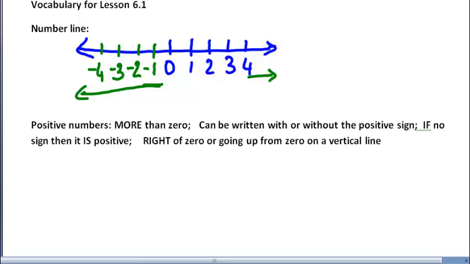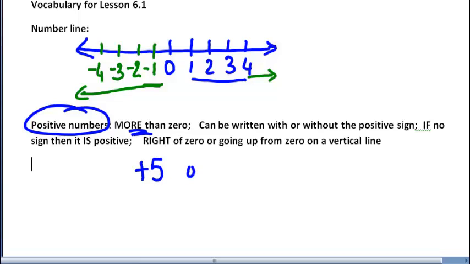Also think about it as money. You would rather owe someone $1 than $4, something like that. We'll talk about it more later. Positive numbers. Again, positive numbers are more than 0, so all these numbers are positive numbers. They can be written with or without the positive sign. So you can choose to write something as +5, or you can just say plain old 5. This implies that it is a positive number.